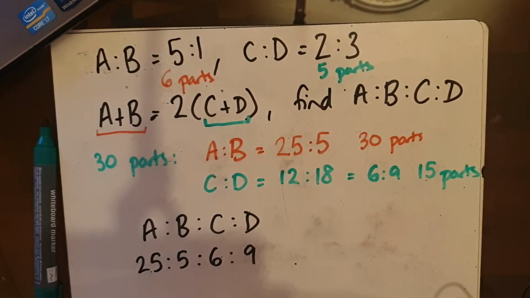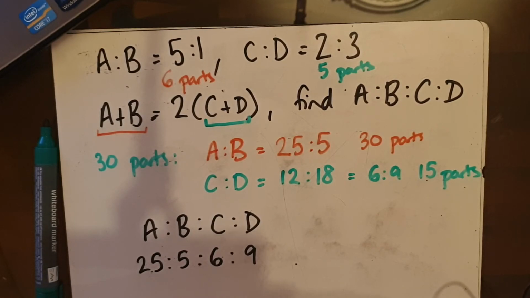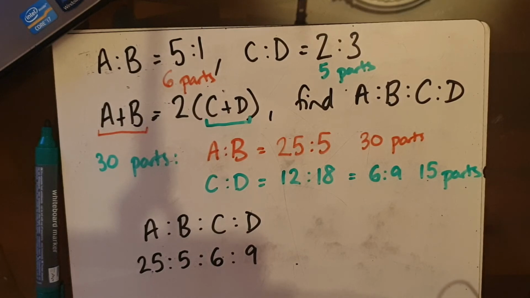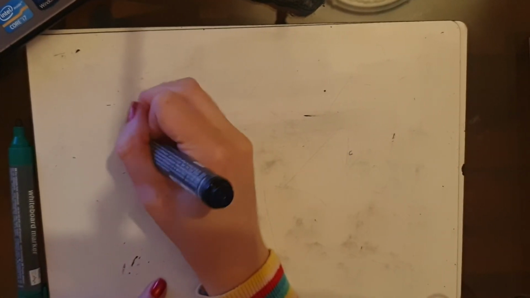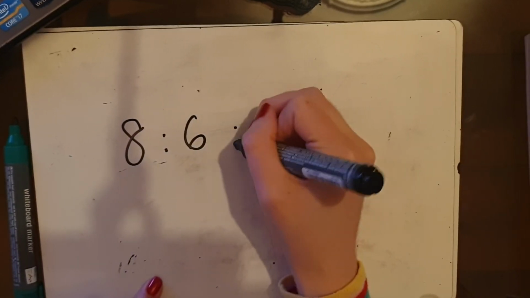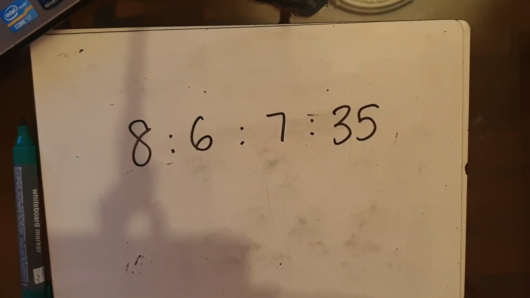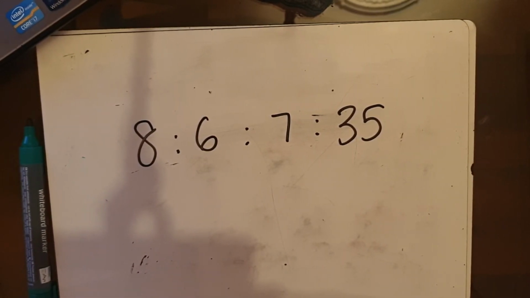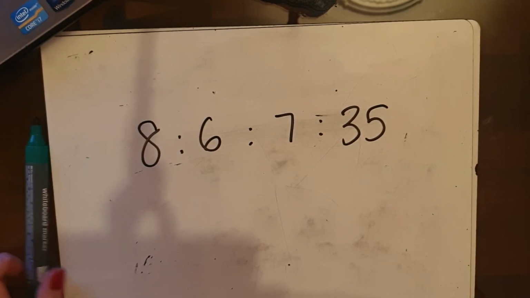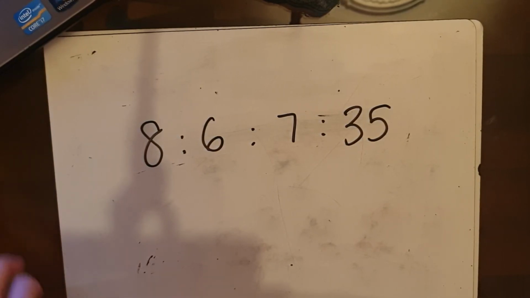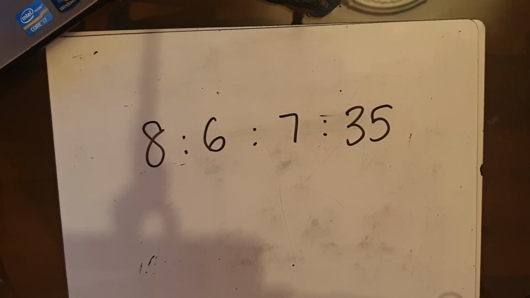You should now have a go at question 14 from the document, which is very similar to this one. So pause the video and have a go at that, please. As with last time, I'm not going to go through this second question. If you have done it, you should have got 8 to 6 to 7 to 35. If you didn't get that, have a look at the example I did again and then try and figure out where you went wrong. If you still can't work it out, let me know and I will upload a video showing how to do that question.